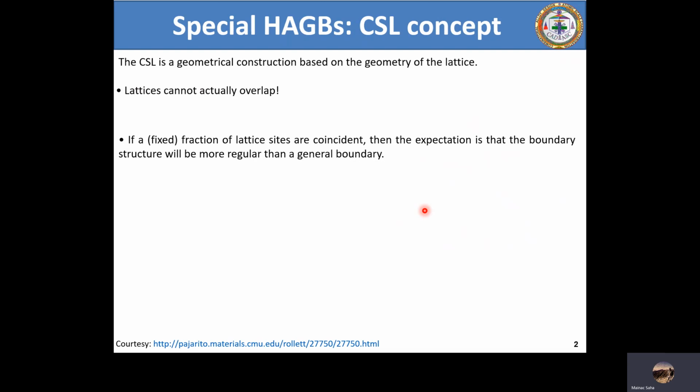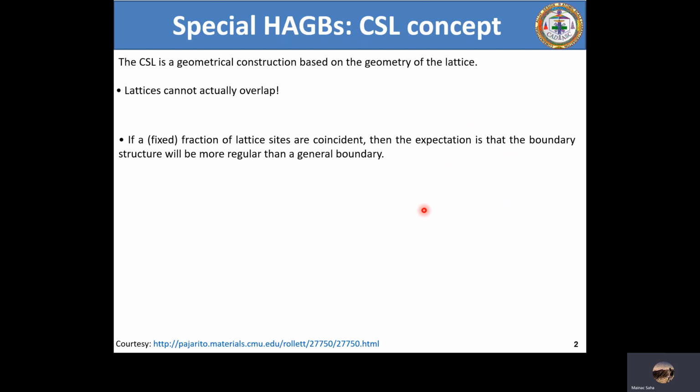But if you are looking at the CSL boundaries, in those cases, even if the misorientation angle between the two grains is greater than 15 degrees, there are certain atomic planes which are continuous across the grain boundary plane, and they appear at regular intervals, and that periodicity at which they appear basically determines the sigma value, isn't it? So that is something which the CSL concept talks about mathematically.